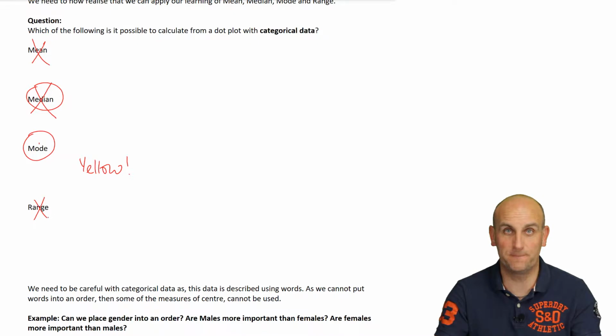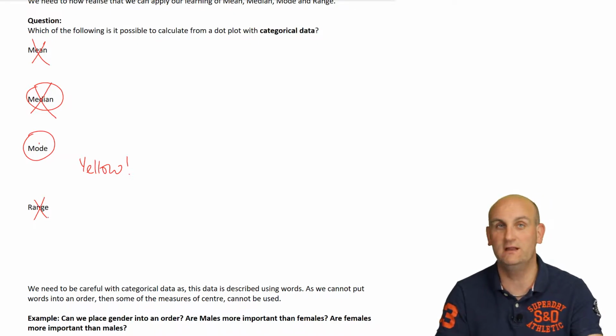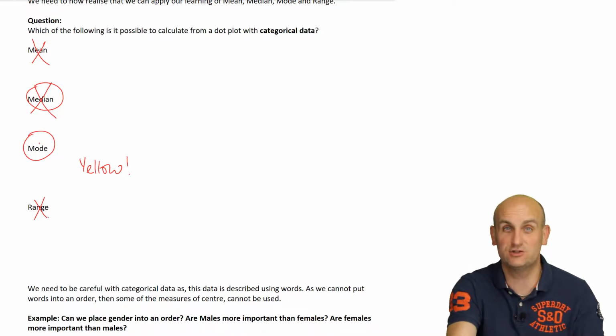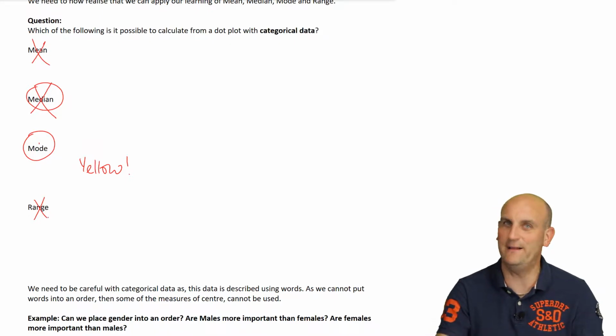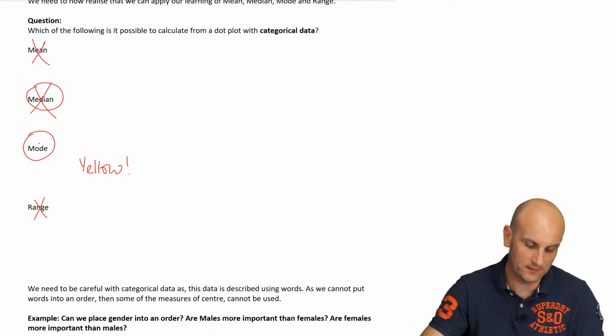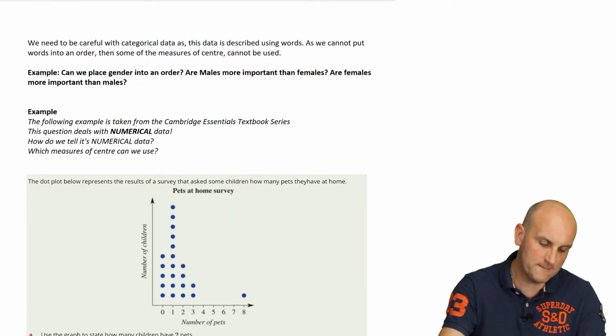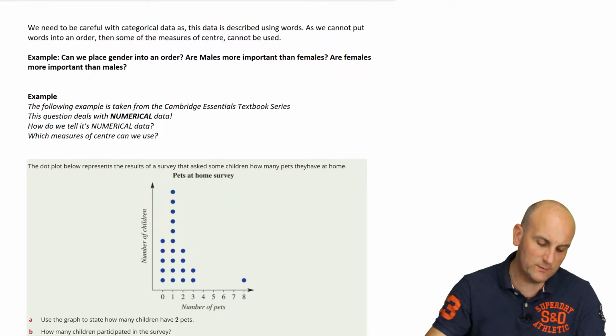So that's awesome. If in an exam you were ever asked to try and work out the mean, the median, the mode, and the range for categorical data, you know it's a trick. You know that you can only work out the most common color. The rest of them, nah, can't be done. Big thumbs down. All right, so what else? Can we place gender? No.